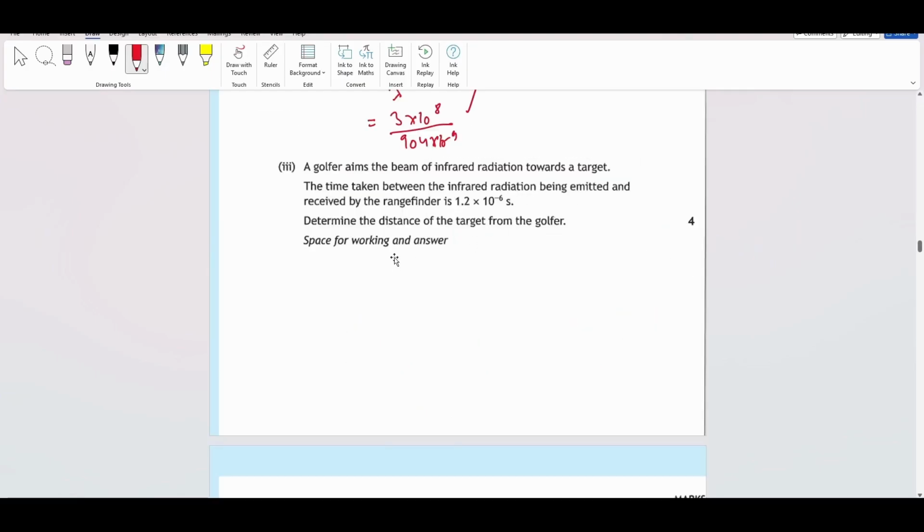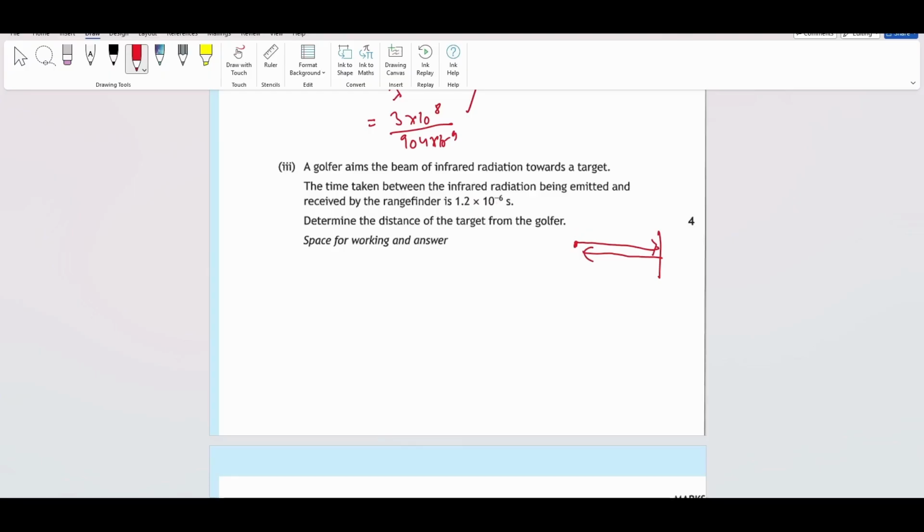Part 3 says to determine the distance of the target from the golfer. Before I start this question, I immediately realized that this is a 4-mark question. A 4-mark question means you need to do another calculation before you do the main calculation to get the answer. The clue here is the time taken between the infrared radiation being emitted and received by the rangefinder. Let's say this is the rangefinder and this is the distance. For it to be emitted, it goes all the way here, and then received, it goes all the way back, is 1.2 times 10 to the negative 6 seconds.